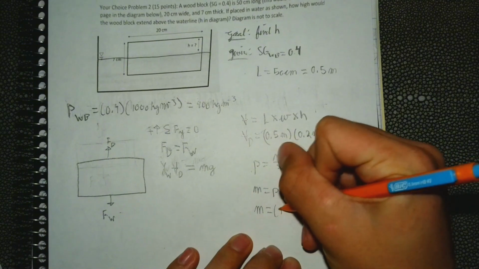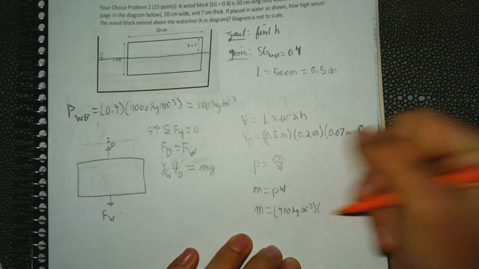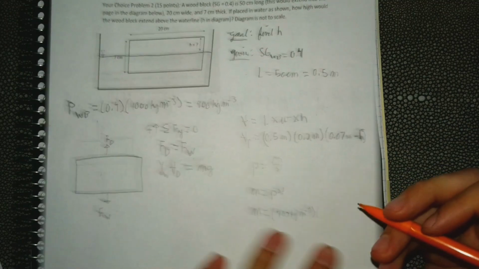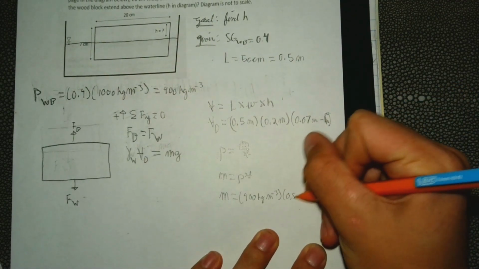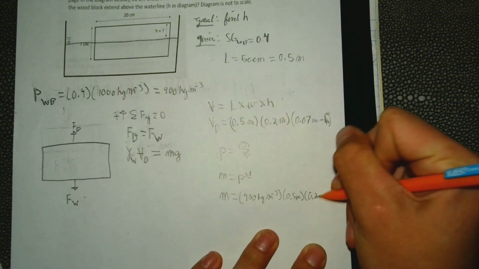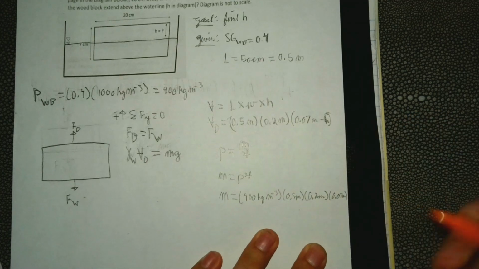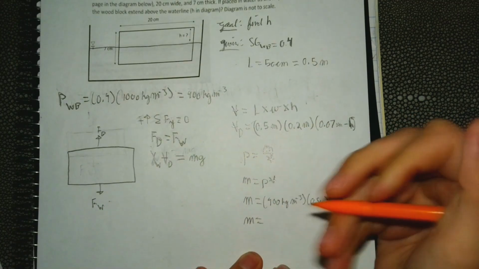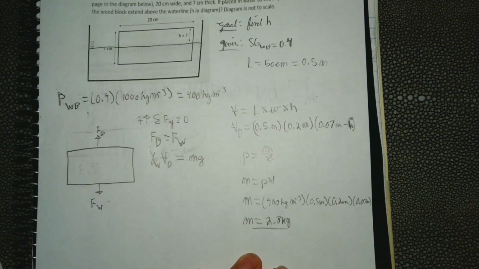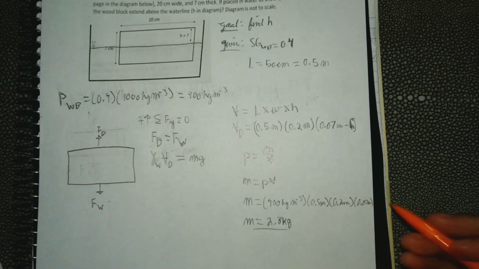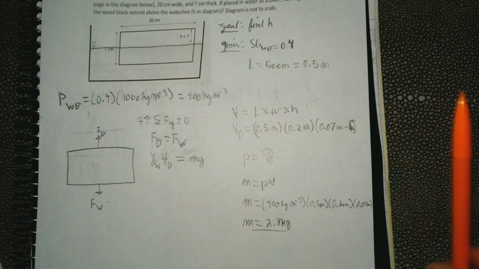So 400, and then in meters, and then we get a mass. Mass is 2.8 kilograms. Okay, put that in the calculator. That's a 7. So we have everything we need to solve for this.